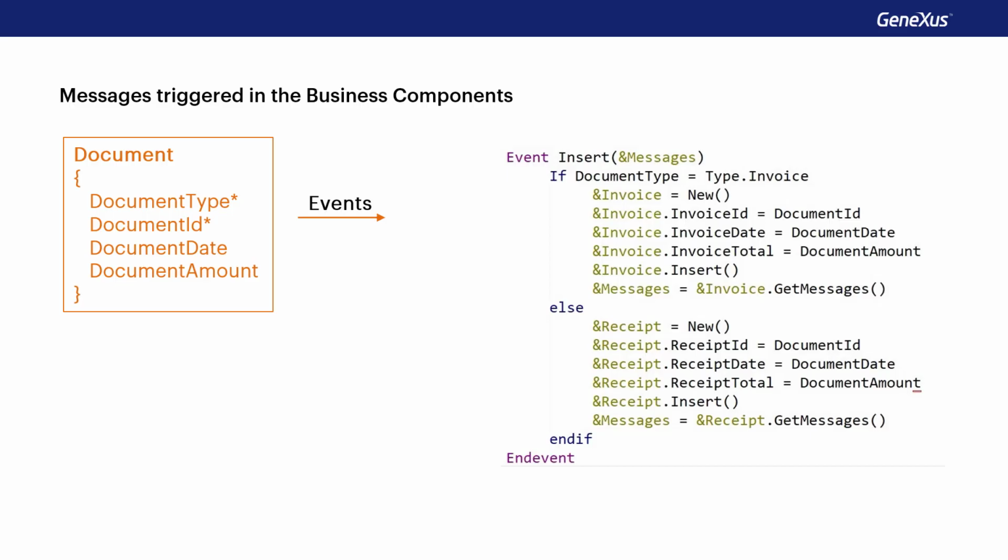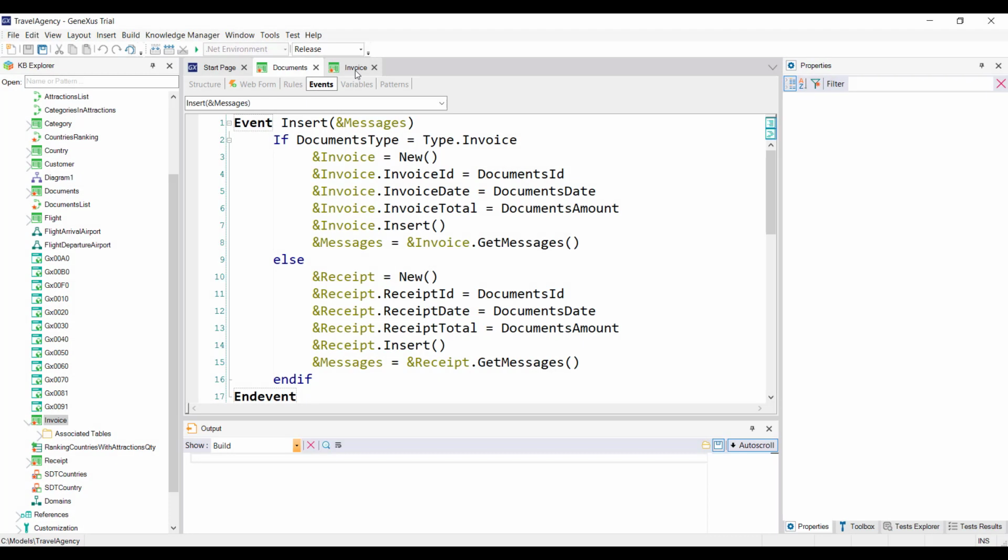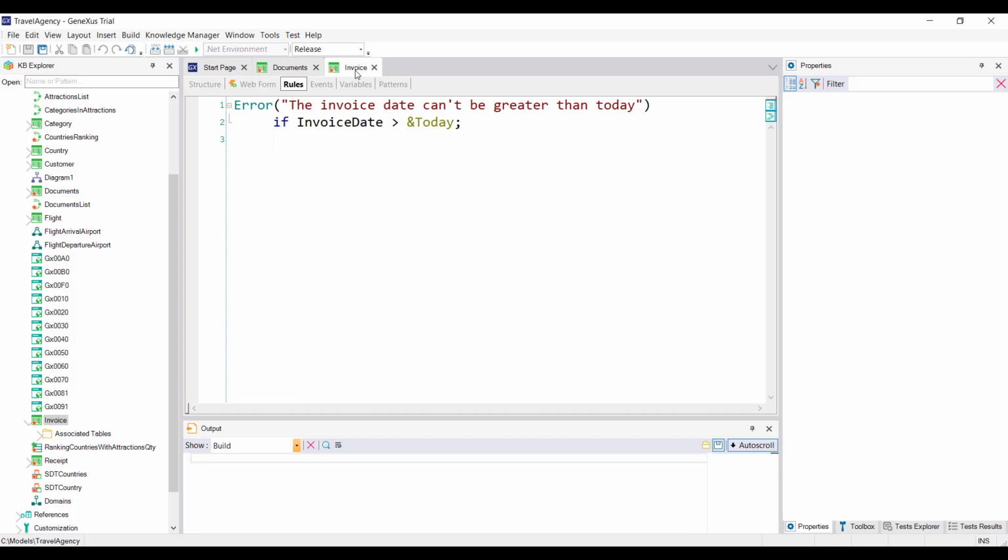As for the success or failure messages triggered during the execution of the business components, invoice and receipt, we can also retrieve them. To this end, we set the messages variable based on the message's data type, a collection, as a parameter in each of the insert, update, and delete events at the transaction level. These messages are displayed in the form of the dynamic transaction in a completely transparent way. As an example, let's go to the rules of the invoice transaction, and suppose we've declared this error rule that controls that the date cannot be later than the current date.